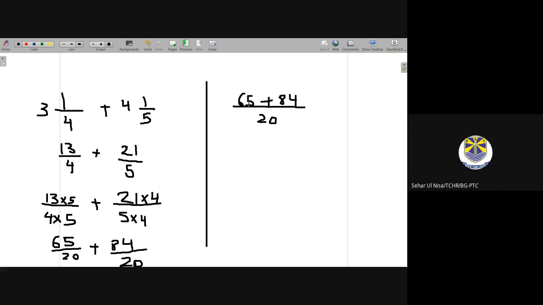Now we are going to add 65 and 84, and 149 is the answer. 149 by 20. If you convert the answer into a mixed fraction, 7 20s are 140 and 9 will be left. So that's it.